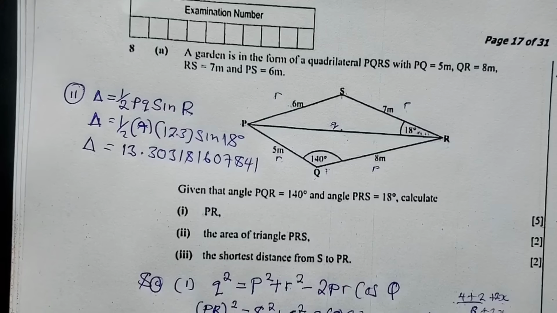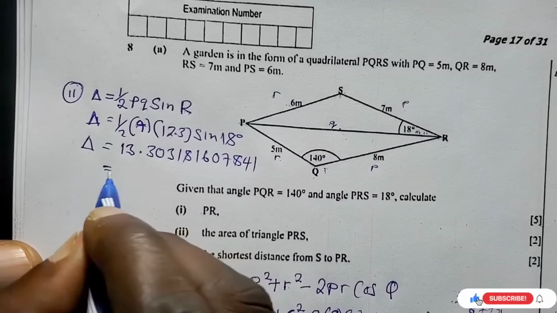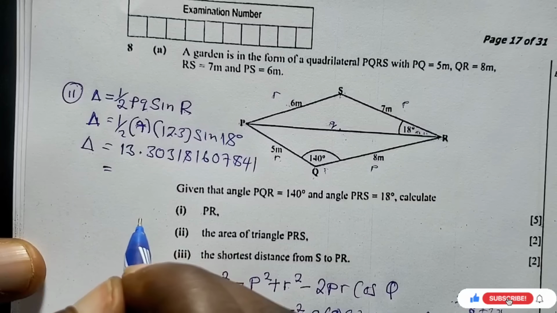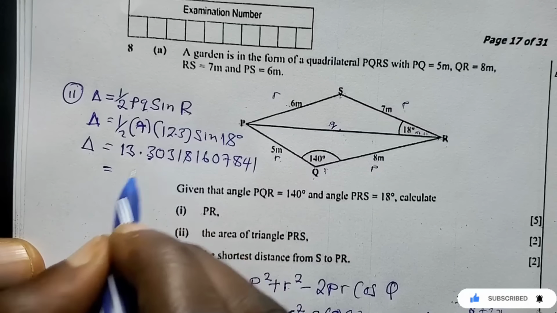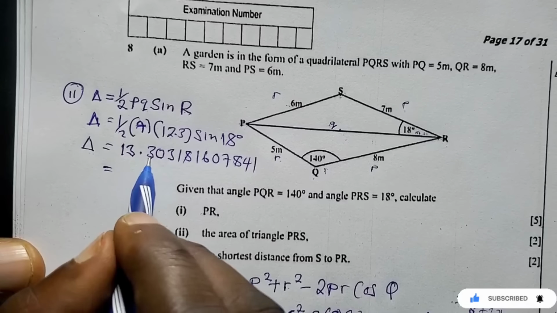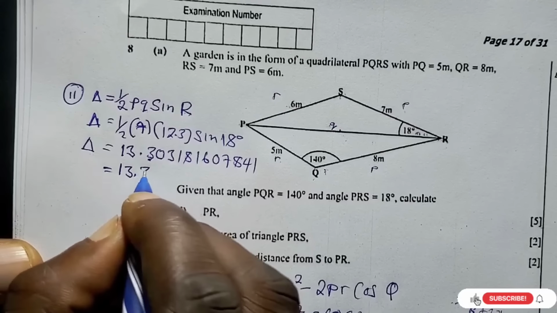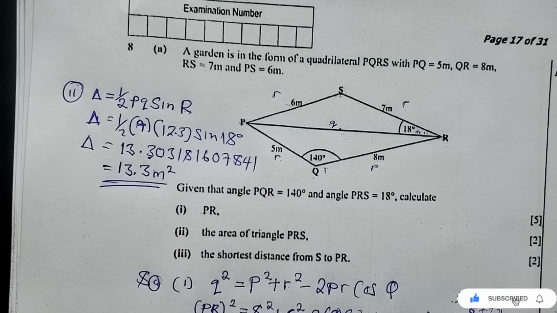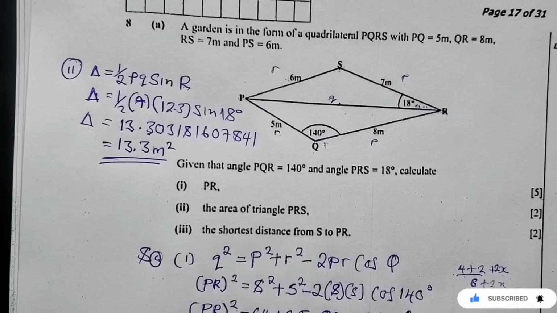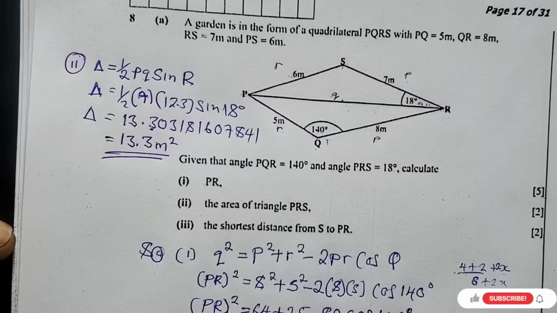13.30318.1607.841. Remember, the degree of accuracy is not specified. Here we leave our answer correct to how many significant figures? 3. So we have 1, 2, 3. And the number after this 3 is 0, which is less than 5, so we're not going to add 1 to this 3. And the answer will just be 13.3 meters squared, because this is an area. Good. You are sharp, my good friends. All right, so this is the area.